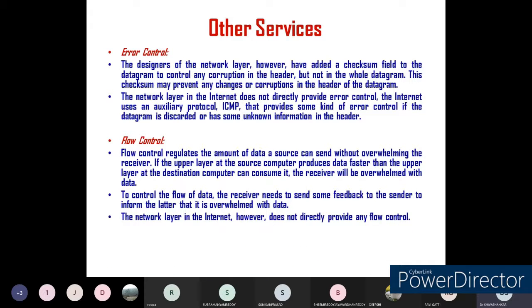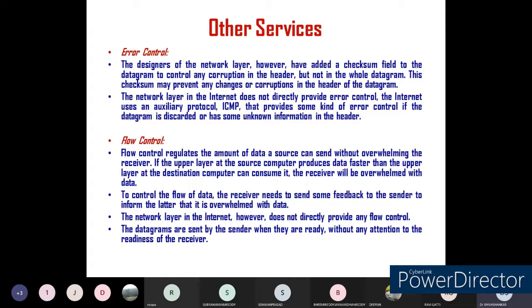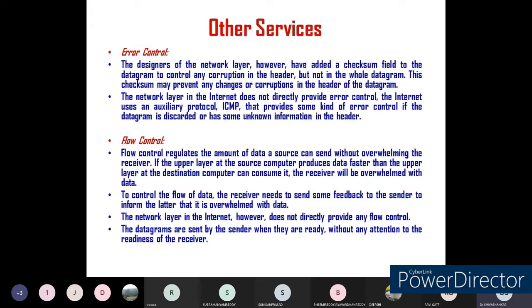Right now, the network layer in the internet does not directly provide any flow control. Like error control, the network layer cannot provide flow control. There are some standard protocols, like in error control we have seen the auxiliary protocol, the Internet Control Message Protocol. The datagrams are sent by the sender when they are ready, without any attention to the readiness of the receiver, right? Error control we have discussed, flow control we have discussed.